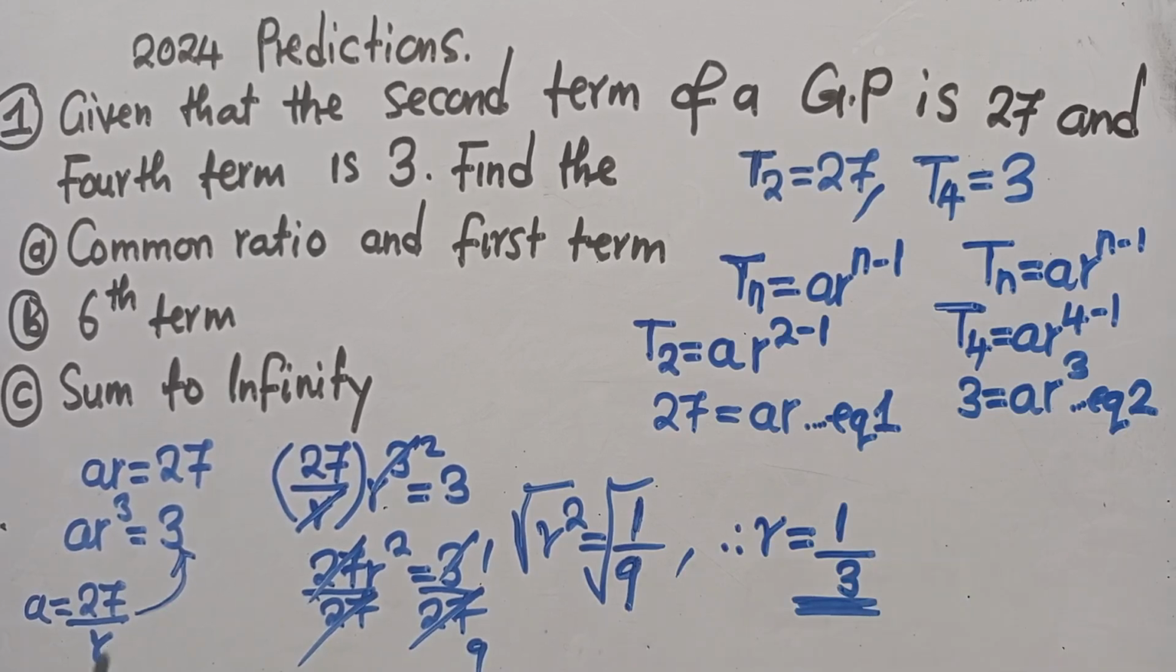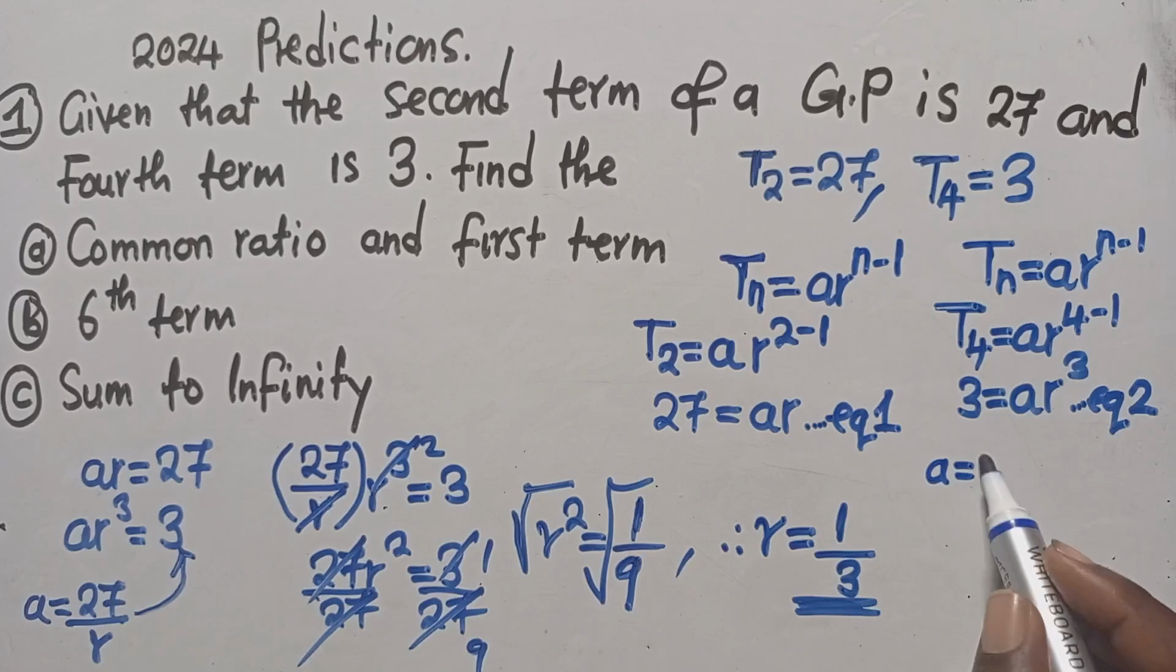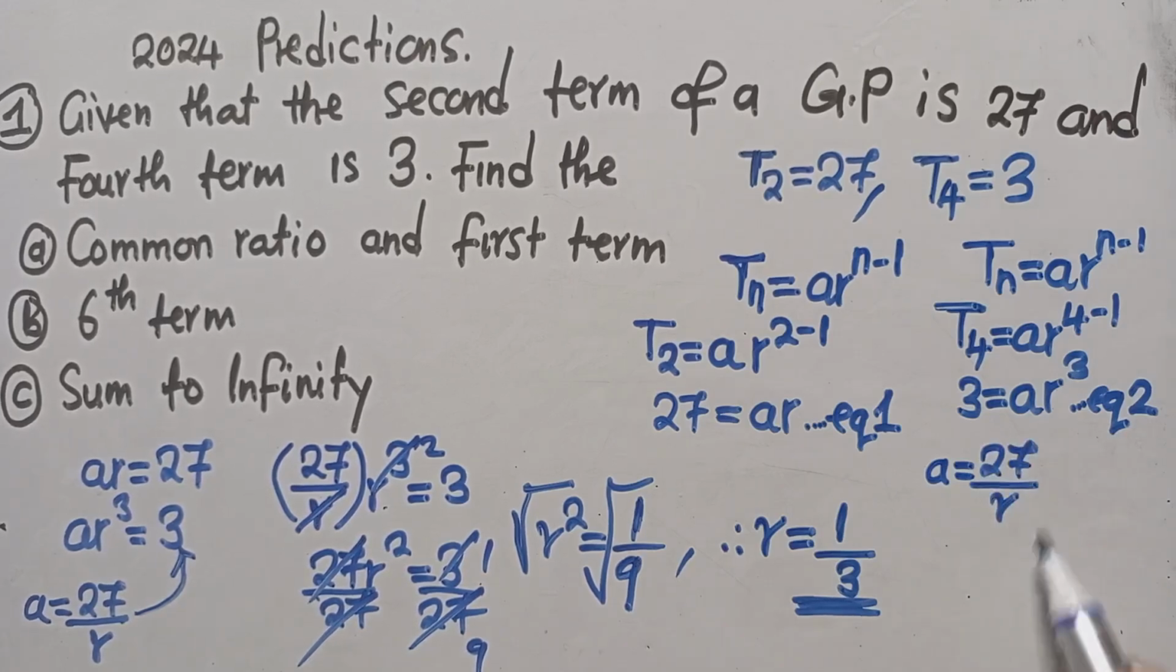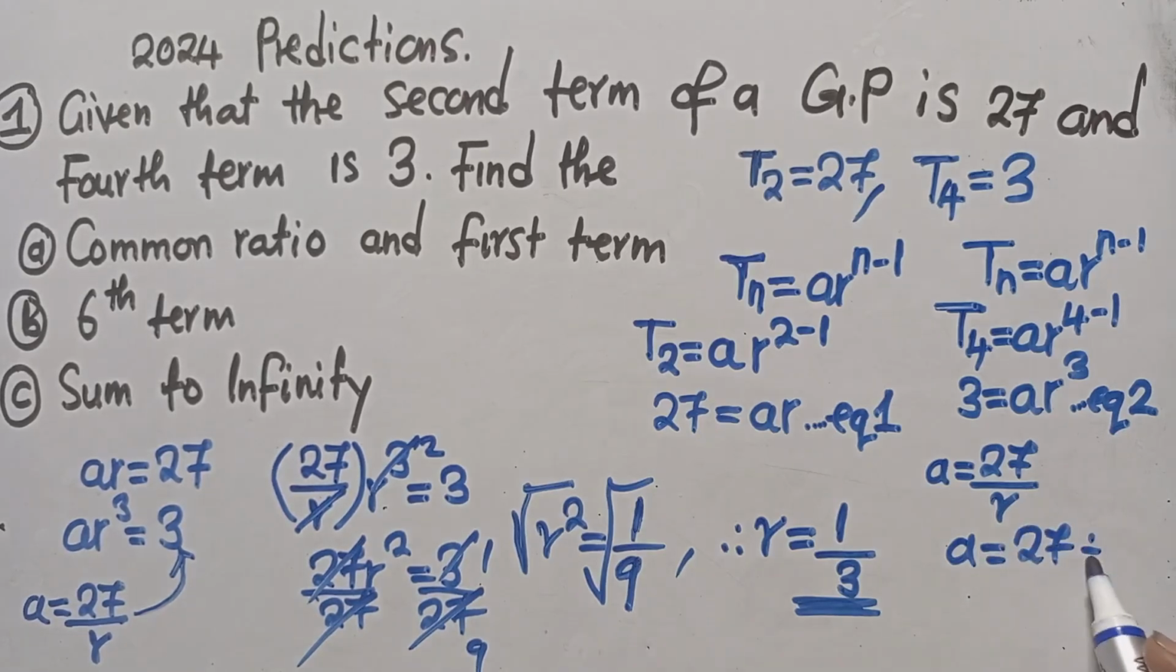How then do I find the first term? I have a is equal to 27 over r. Where there is r, I put 1 over 3. So a is equal to 27 divided by 1 over 3. This is equal to 27 times 3 over 1.